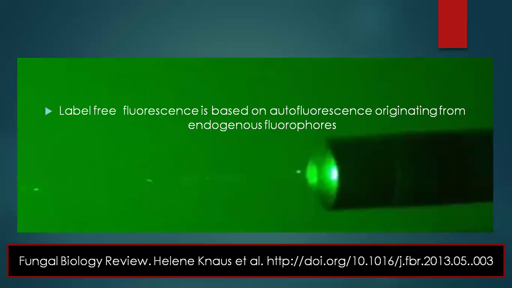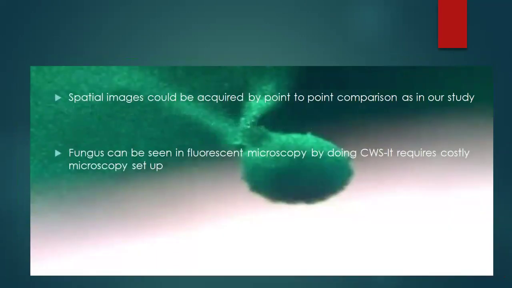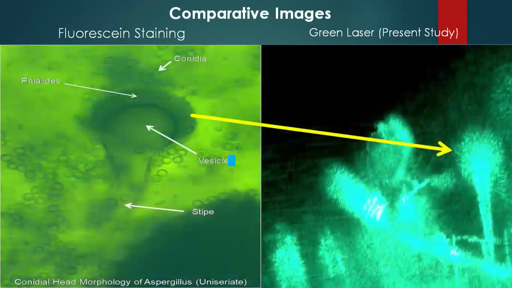Label-free fluorescence is based on autofluorescence originating from endogenous fluorophores, particularly the chitin in the fungus. And spatial images could be acquired by point-to-point comparison, as in our short study. Fungus can be seen in fluorescent microscopy, with calcofluor white stain, but this is a relatively costly instrument. We are doing this in a routine conventional microscope. See this picture.